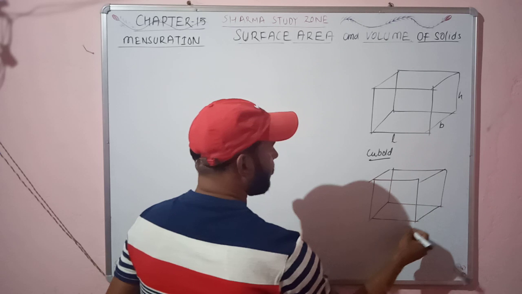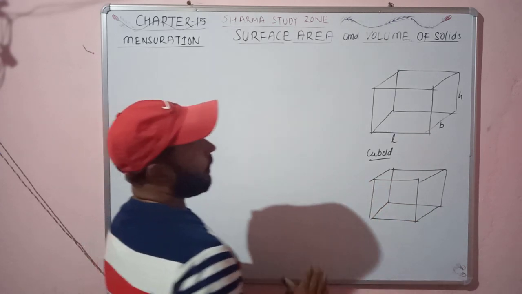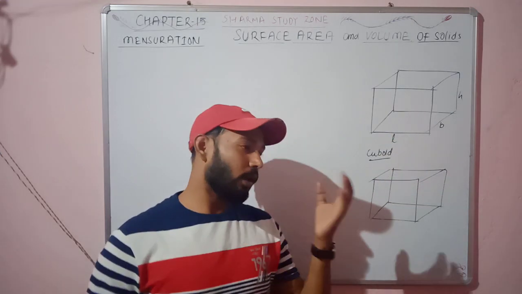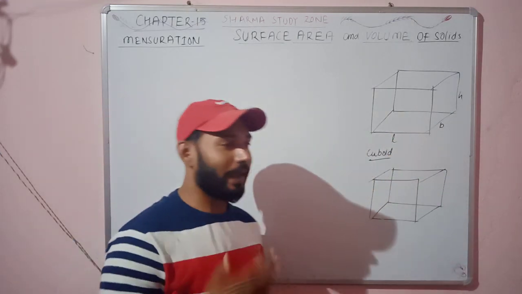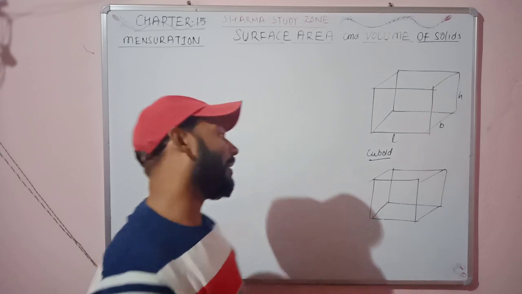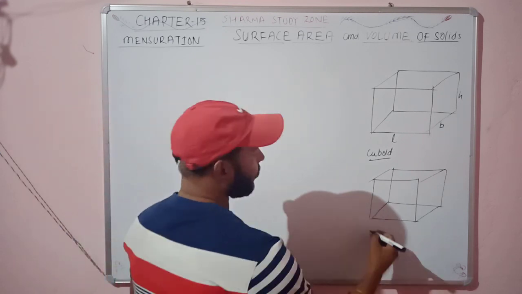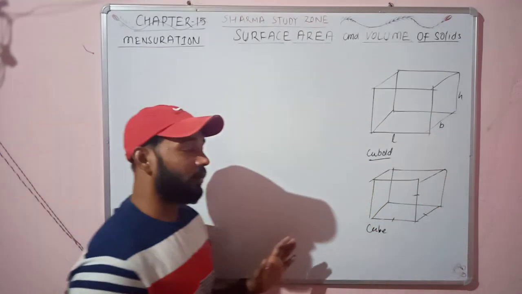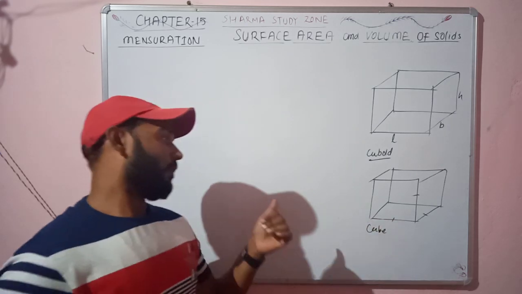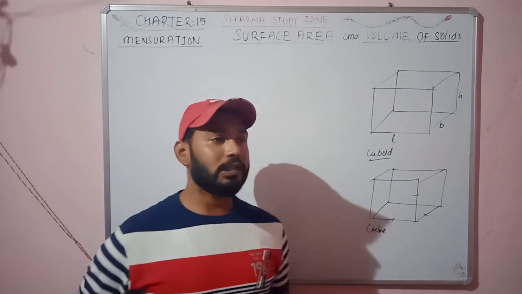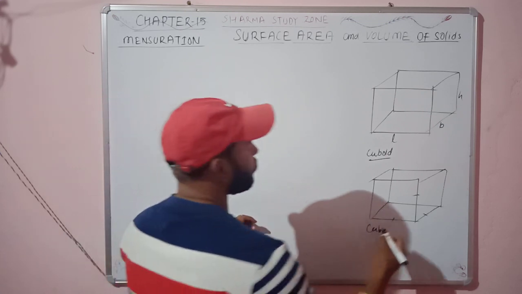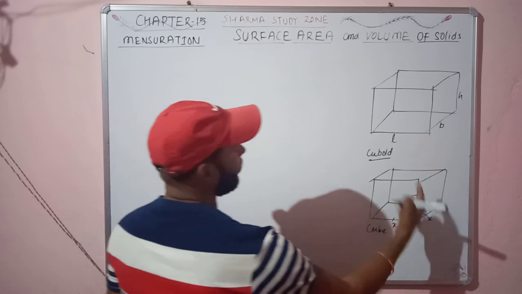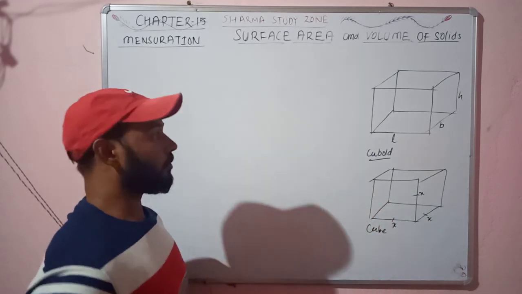The only difference between the cuboid and cube is that in a cuboid it may be possible that all three dimensions, length, breadth and height, can be of different size or different length, but in the case of a cube it is compulsory to have all these three dimensions equal. It means suppose we are taking x, x and x. These are the length, breadth and height of a cube.